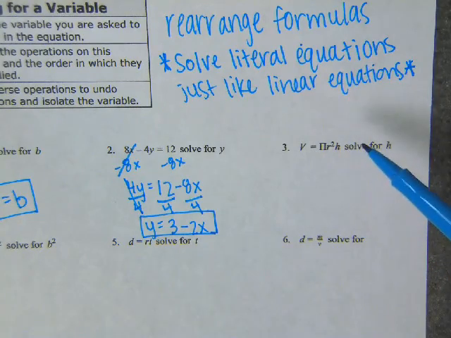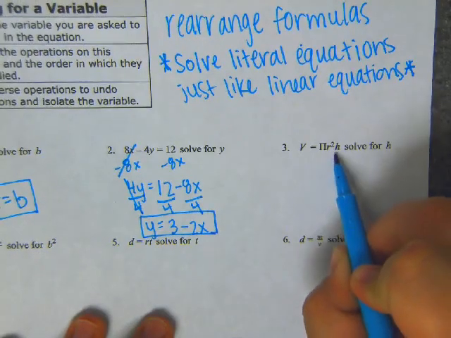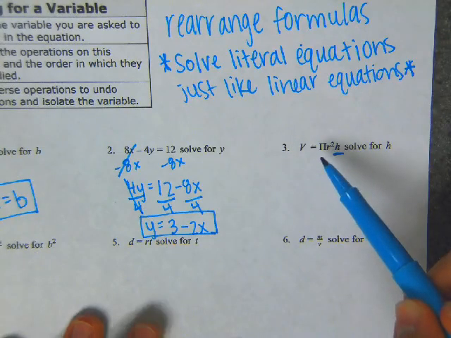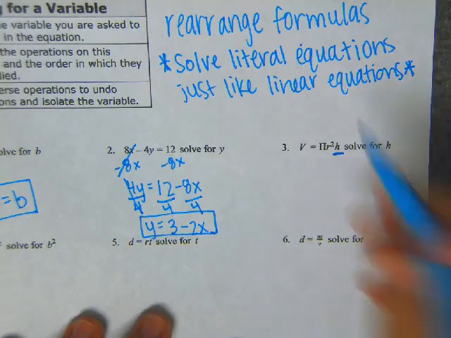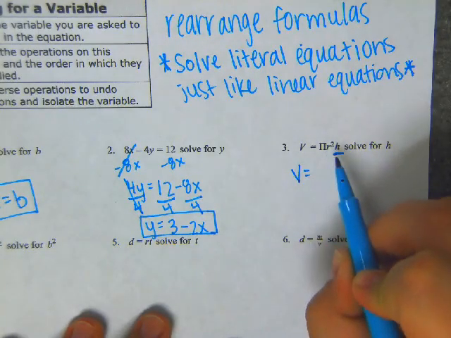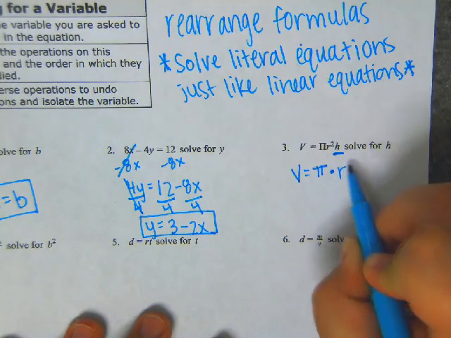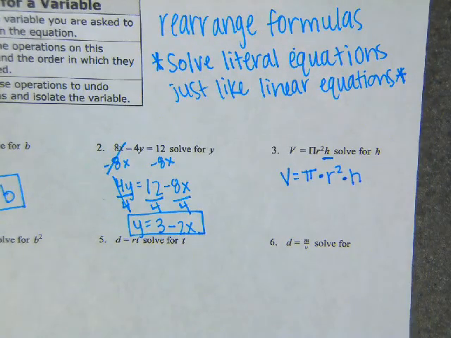All right, the third one. We're doing the same process over and over. We are just isolating one letter. So we need to get h by itself, which means I need to get pi and r squared to the other side with v. If we think about this equation, all three of these things are smushed together, but really it's just pi times r squared times h. Remember when we have letters all together like that, it means multiplication.